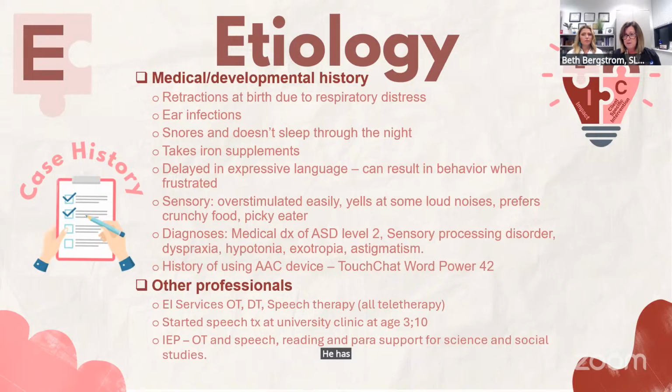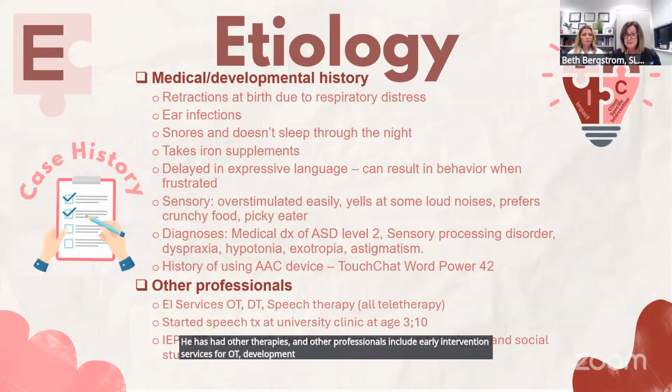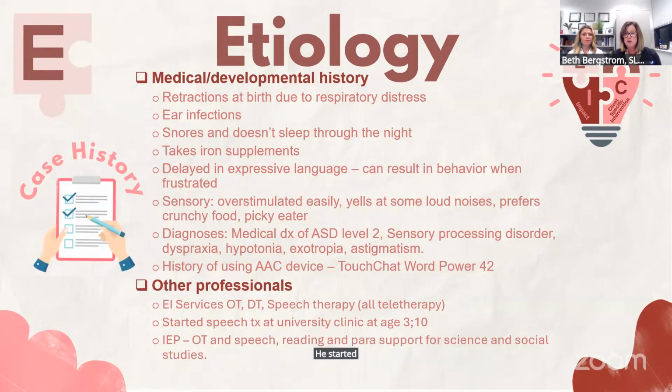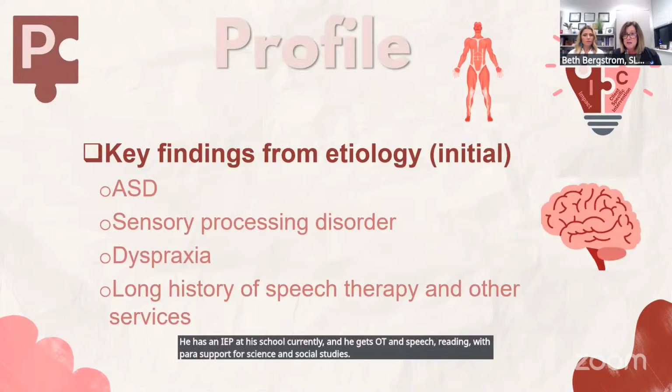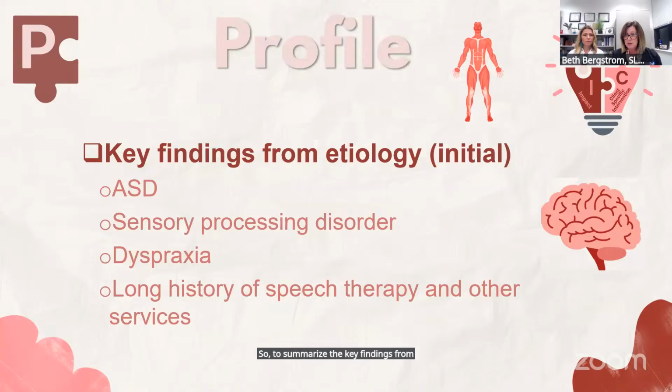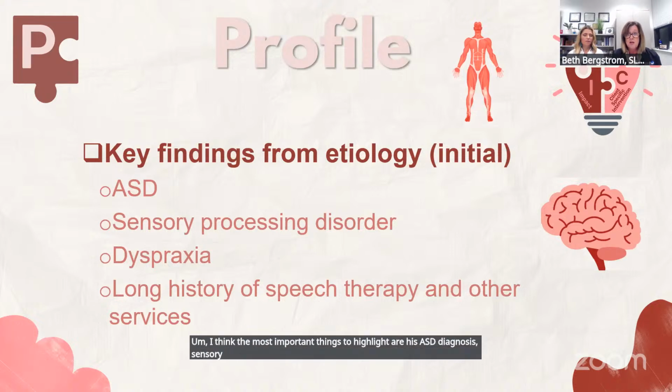He has had other therapies, and other professionals include early intervention services for OT, developmental therapy, and speech therapy. At the time that he was getting those services, because of his age, he was getting those through teletherapy. He started speech therapy treatment at our university clinic when he was 3 years, 10 months. He has an IEP at his school currently, and he gets OT and speech, reading with para support for science and social studies. So to summarize the key findings from his etiology when he first came to us, I think the most important things to highlight are his ASD diagnosis, sensory processing disorder, and the dyspraxia.